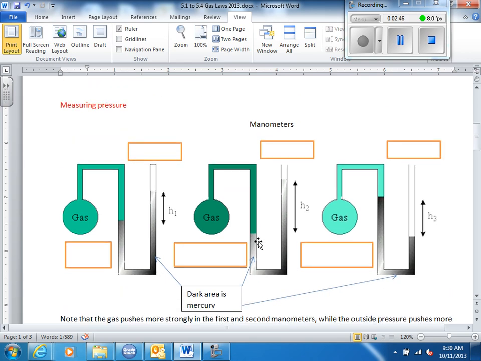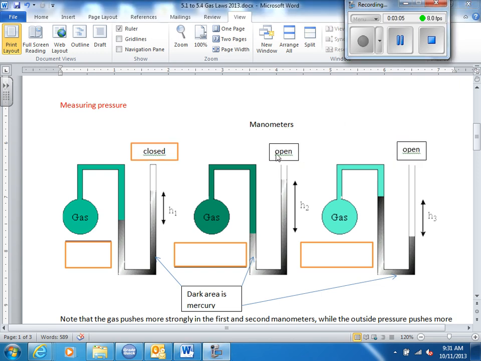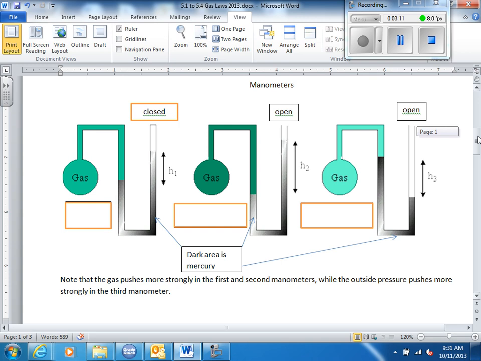Okay, measuring pressure. We can use a manometer or a barometer. I'm going to show you manometers, and you should notice that this manometer right here is a closed manometer. That piece right here is closed off, whereas this one is open. That's an open manometer. Those are both open manometers.